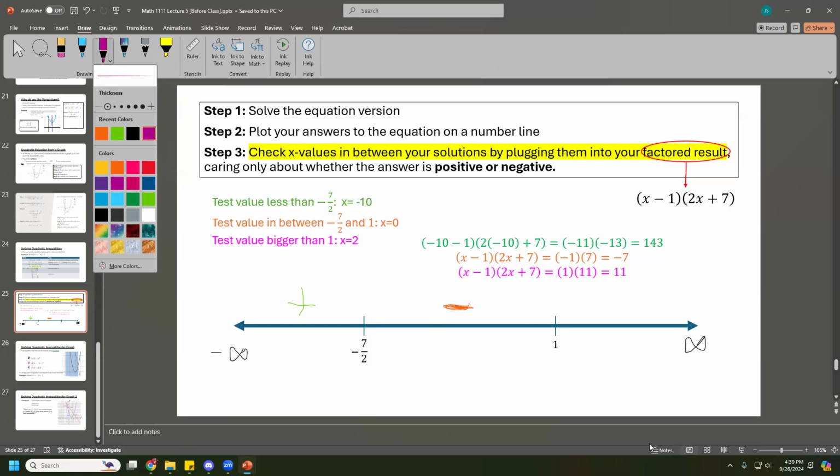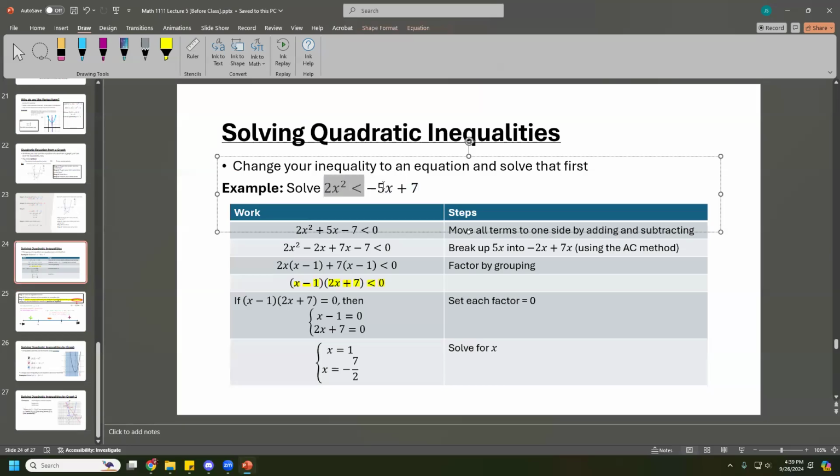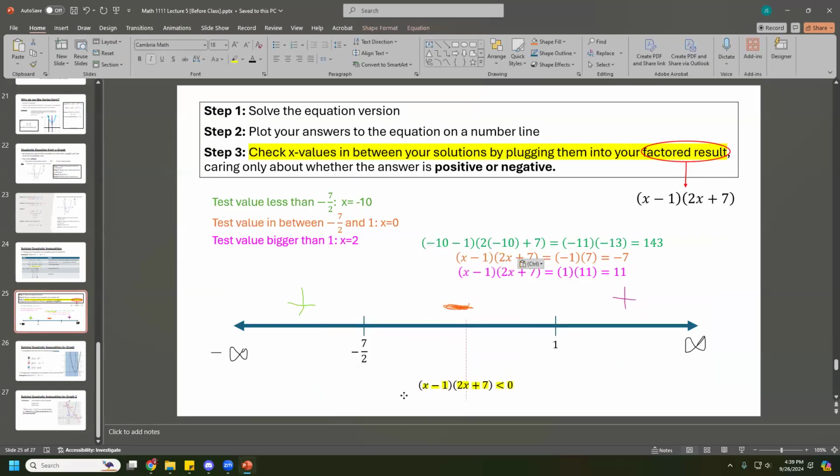Again, I don't really necessarily care that my answer is 11. I care that it is a positive number. So this is going to get marked with a plus. And now I have to go back to my question. So my question originally started off as this. However, I did a bunch of algebra and changed my question into this one. And this is the one that's more convenient to solve.